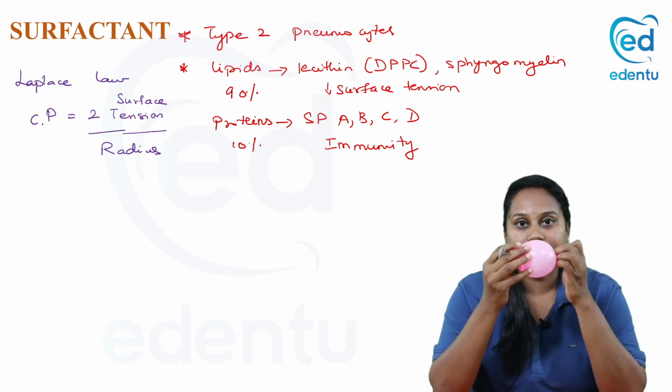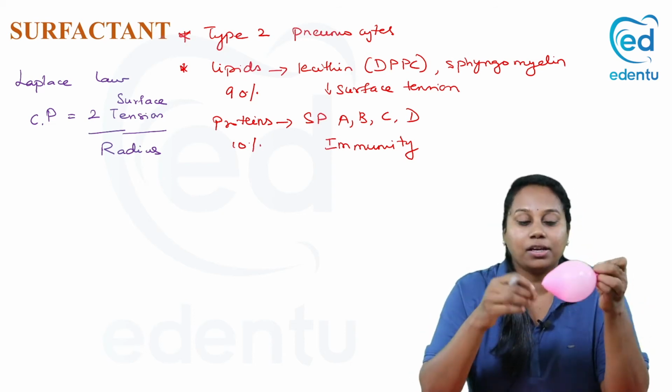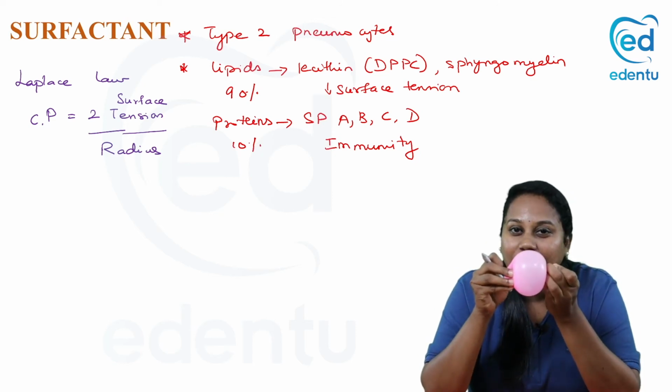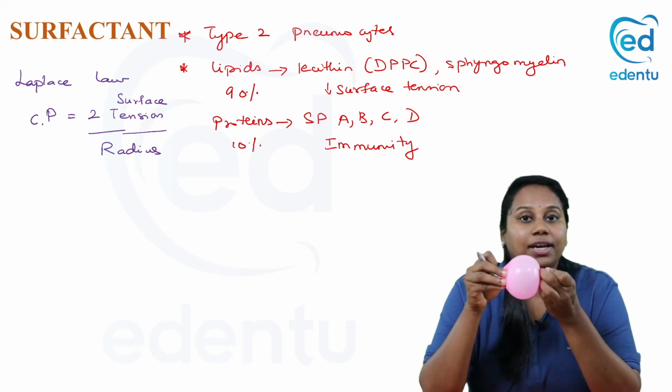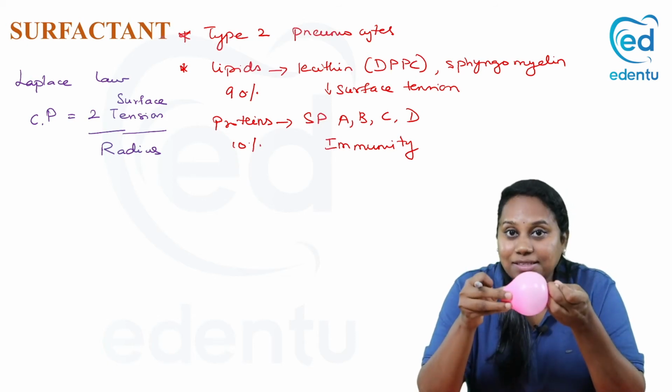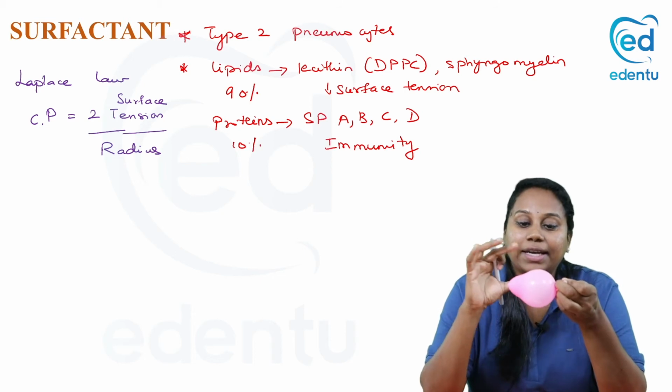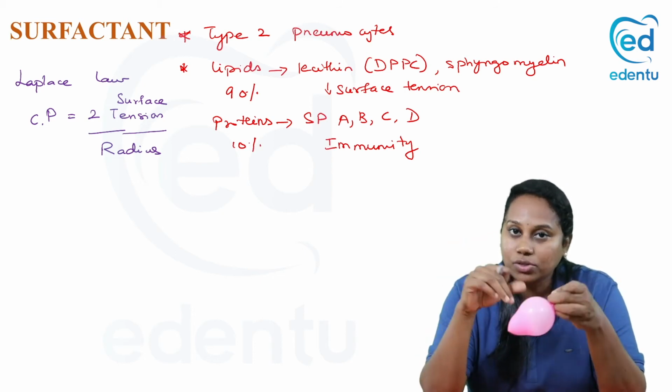See what happens during inspiration. Imagine this is the lung. Baby is taking in air. So the radius increases. And can you see that the balloon has become more shining now? The shining nature indicates that it has become more tense, which means surface tension has increased. So during inspiration, radius increases, surface tension also increases.